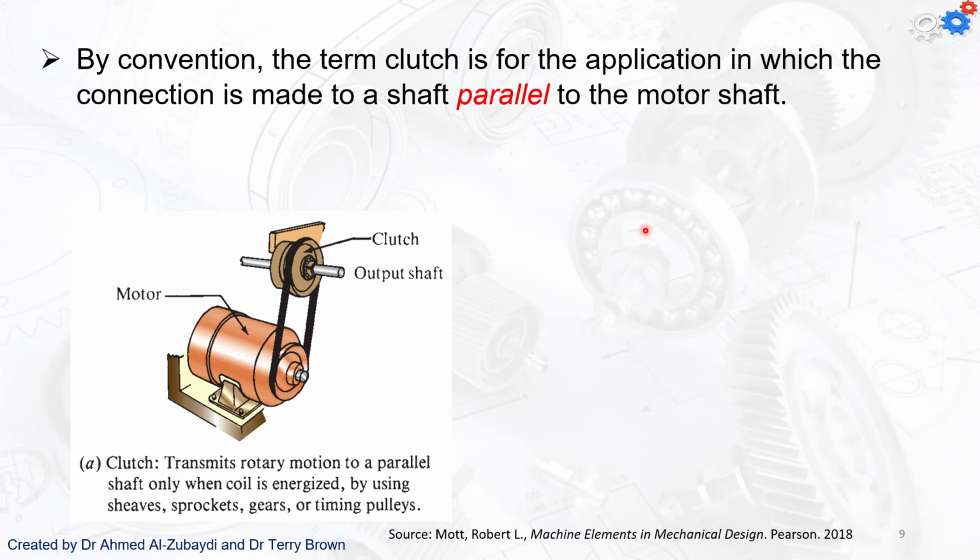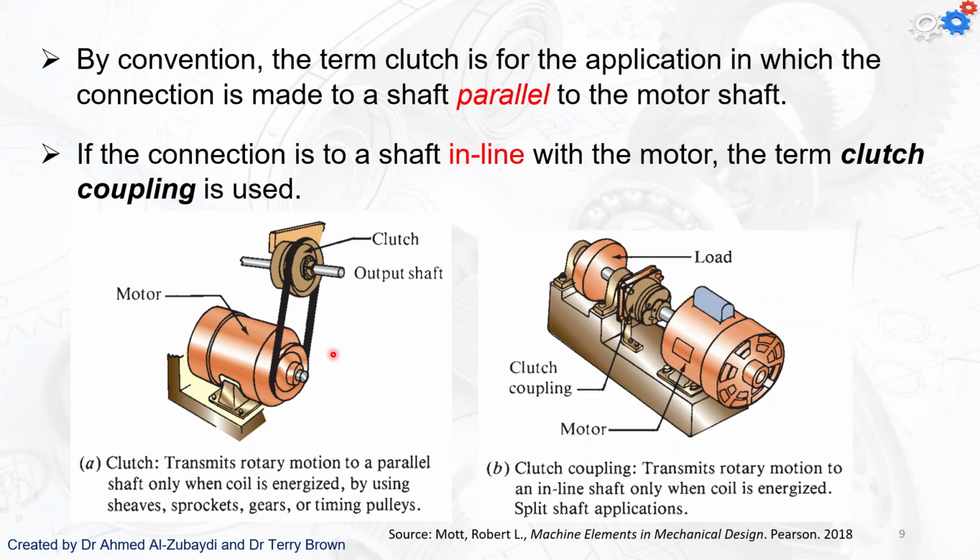Okay, so by convention the term clutch is for the application in which the connection is made to a shaft parallel to the motor shaft. Okay, so something like this. If the connection is in line, then that's often called a clutch coupling. Okay, so here everything is in line. Okay, it's terminology.